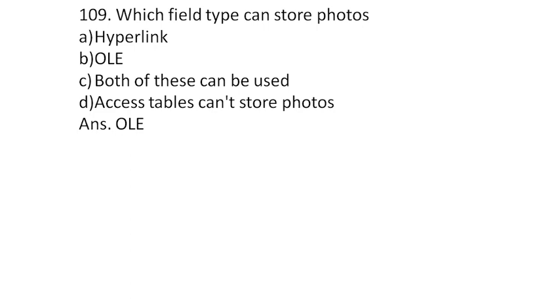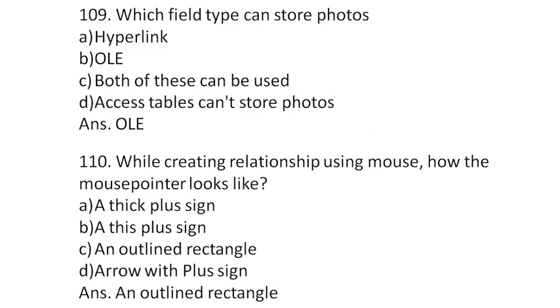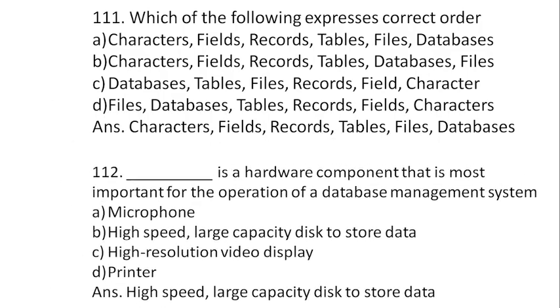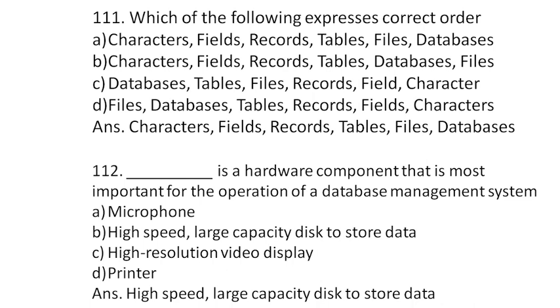Next, which field type can store photos? Answer: OLE. Next, while creating a relationship using the mouse, how does the mouse pointer look? Answer: an outlined rectangle. Next, which of the following expresses correct order? Answer: characters, fields, records, tables, files and databases, meaning option A. Next, dash is a hardware component that is most important for the operation of a database management system. Answer: high speed large capacity disk to store data.